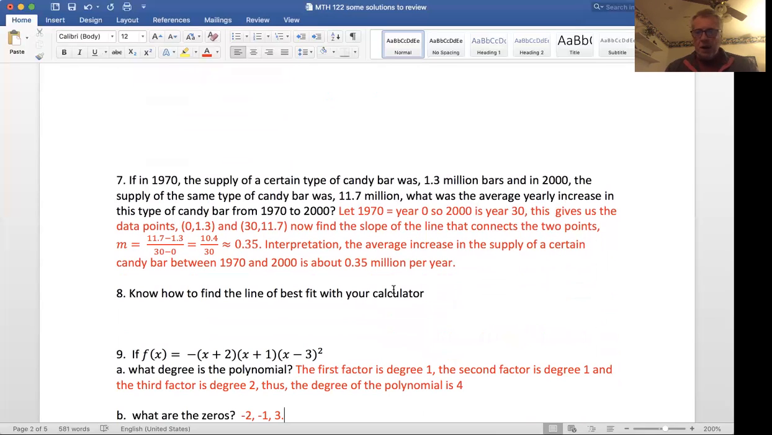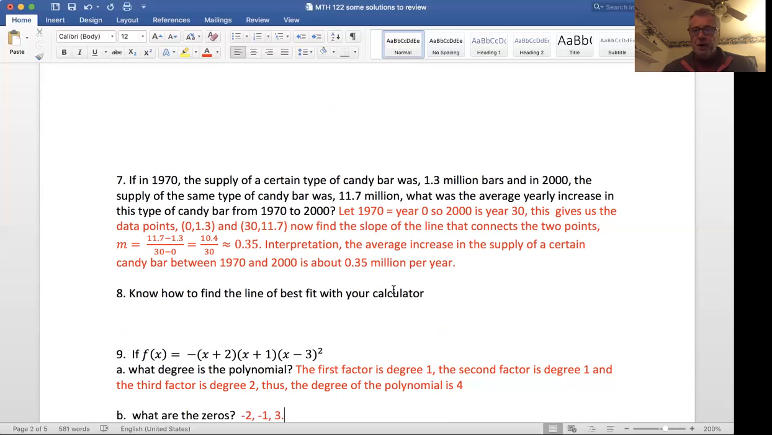Now, whenever you see a problem where it says find the average rate of increase or decrease, you're really looking at the slope of a line. So when we look at this, it says in 1970, the supply of a certain type of candy bar is 1.3 million bars. In 2000, the same supply of candy bar was 11.7 million. What was the average yearly increase in this type of candy bar from 1970 to 2000?